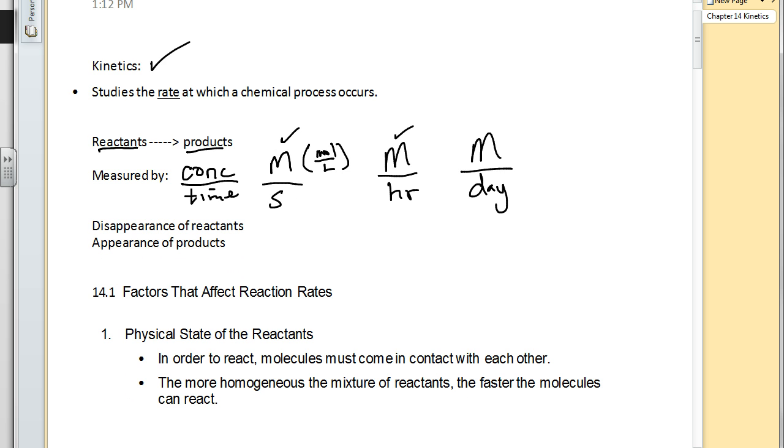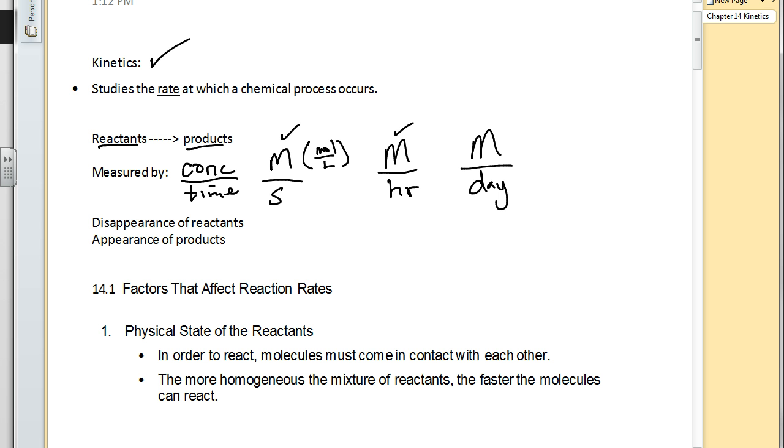Okay. And we typically talk about these two things in a couple ways. Like we said, we're looking at reactants and products in a chemical reaction. And so when we have a forward reaction going, a reaction that's going from the left towards the right, we talk about the disappearance of reactants, because the reactants are disappearing, they're getting used up or consumed. And we talk about the appearance of products in molarity per second or molarity per hour. Okay, so that's really what the whole study of kinetics is all about, how fast chemical reactions go.